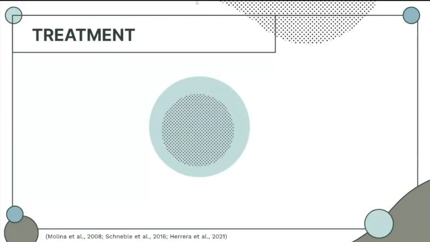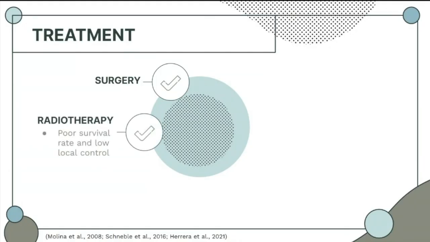Okay, so now we move on to the treatment. The first one is surgery. Surgery is commonly done to remove the tumor mass, for example, wedge resection, lobectomy, and pneumonectomy. Then the second one is radiotherapy. Radiation therapy is also done but has poor survival rate and low local control. There are two types of radiotherapy, which are external radiation and internal radiation, which help to increase the local control.